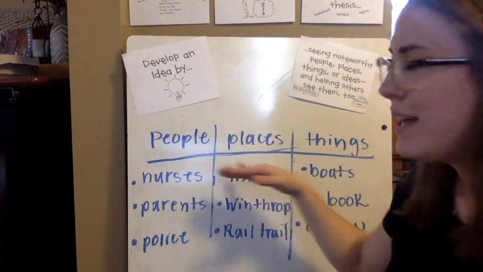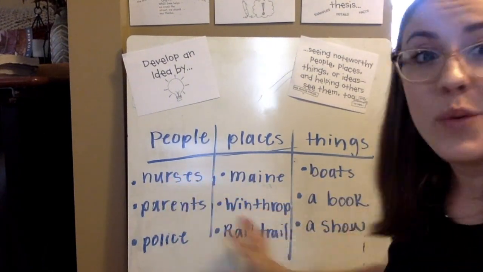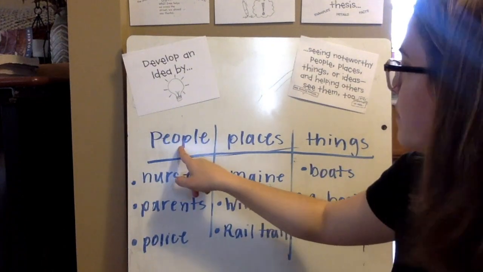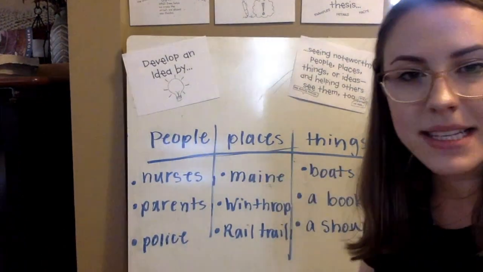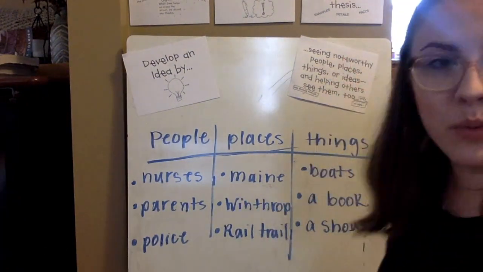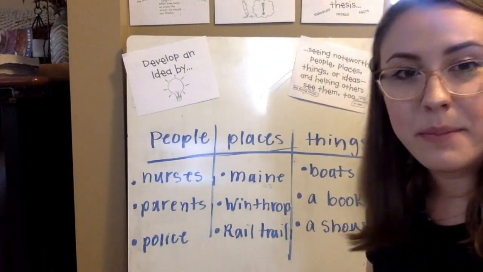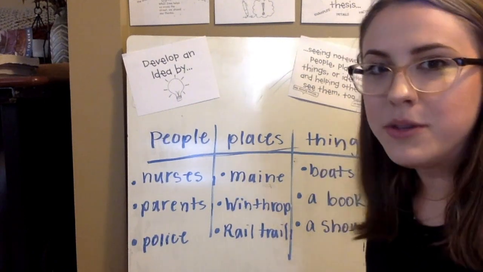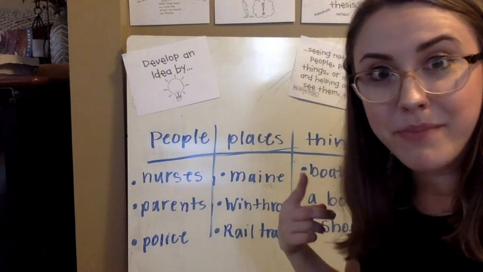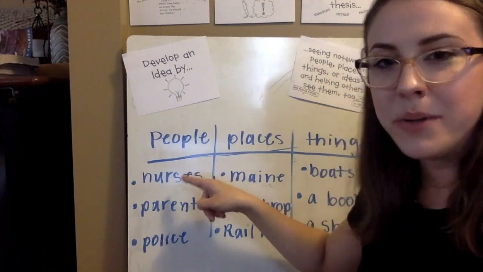Okay, so now I have a little chart with lots of different ideas on it. So what I did to brainstorm is I put people, places, and things down, and I made a little chart. So I thought about noteworthy or really awesome people, places, and things. So usually I have a bunch of kids to help me with this chart. So this is just what came up at the top of my head. So let's start with people.